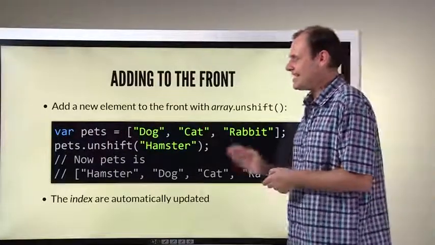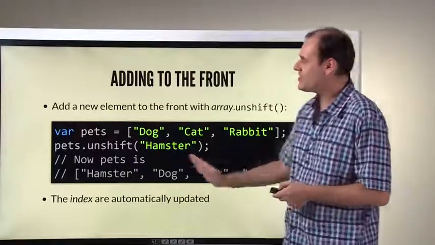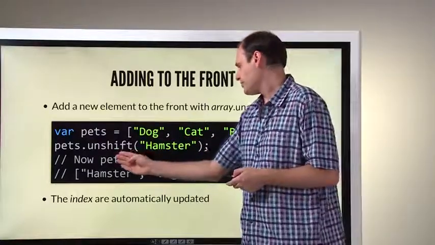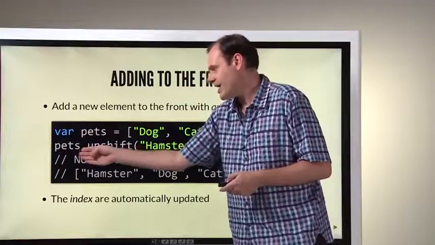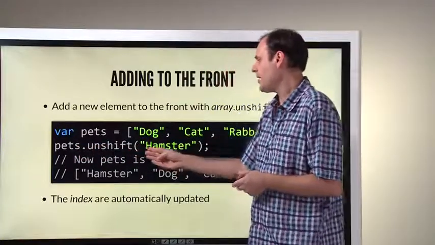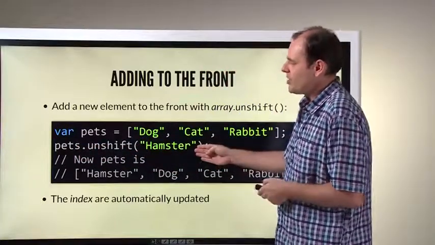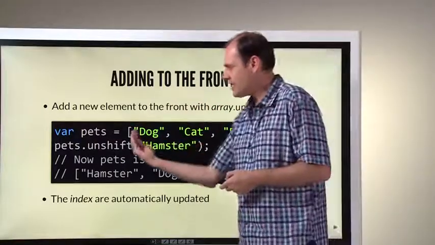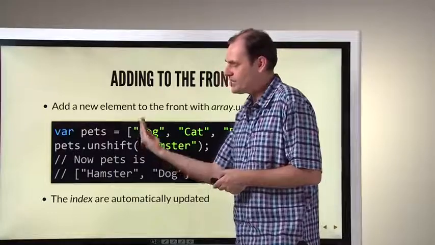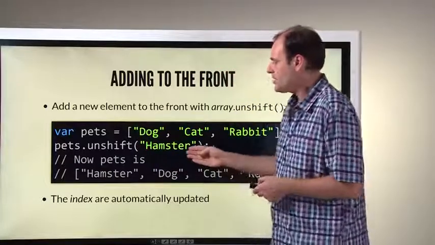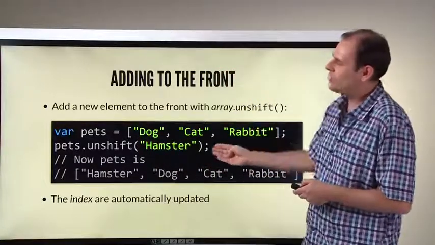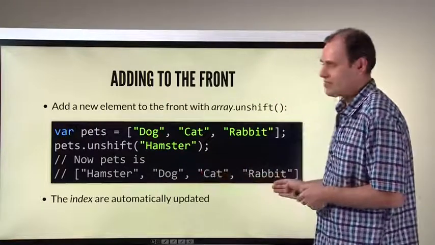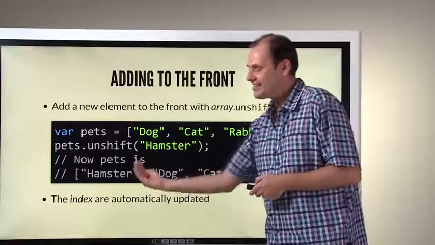Now, that was adding at the end. You can also add at the start. And the way to do that is unshift, okay? So take that array name, unshift by adding hamster. In other words, that will push everything over to the right and make a little space, and then hamster goes into the first element. So dog, cat, rabbit will now become hamster, dog, cat, rabbit. Yeah, we've added it at the start.